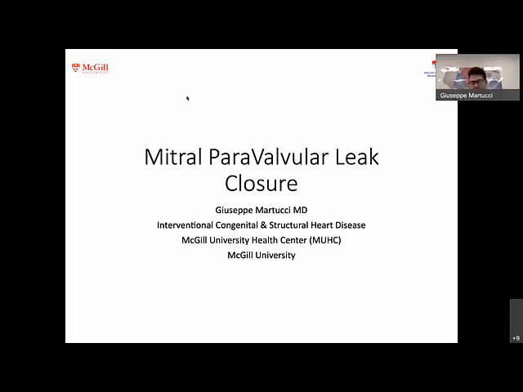The key feature in closing paravalvular leaks is really to understand the relationship between the echo imaging, the CT imaging, and the fluoroscopic imaging. The Heart Navigator puts that all together and certainly makes it easier. But there are other ways to do that or to think through the process. So my name is Giuseppe Martucci, and I'm an interventional congenital and structural heart disease cardiologist here at McGill.